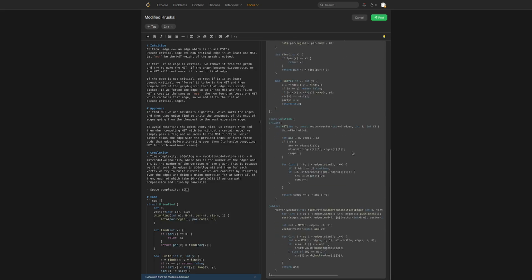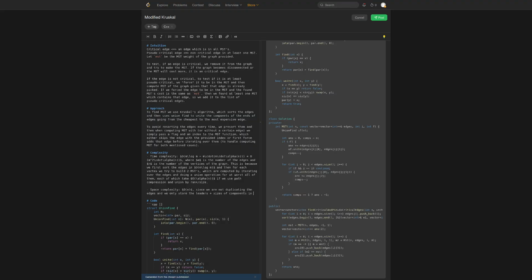Space complexity? I think O of n, since we are not duplicating the edges and we only store the leaders plus sizes of components in union find. Okay.